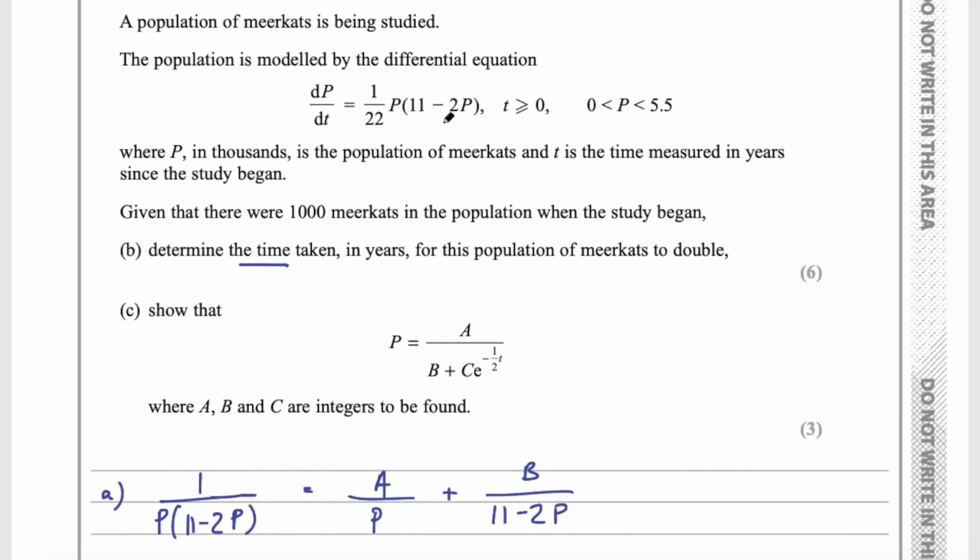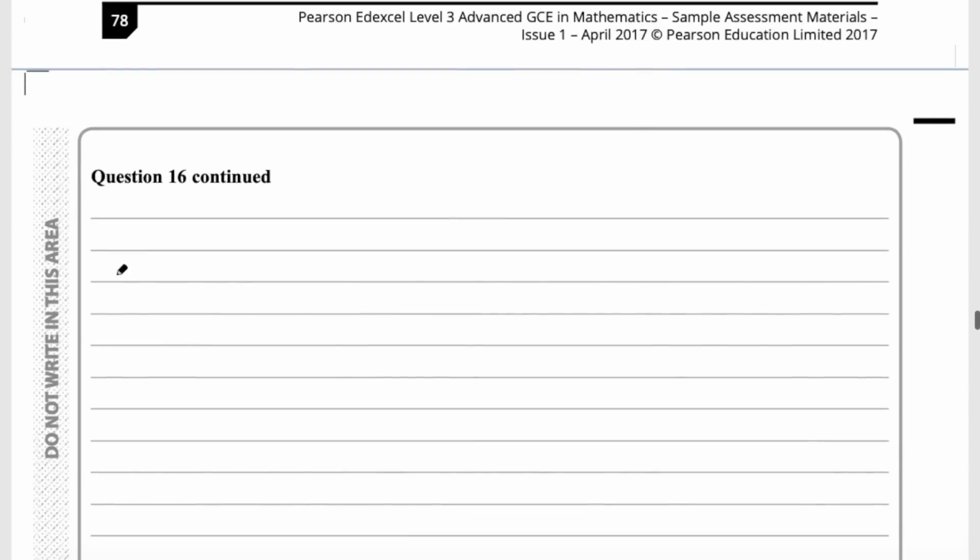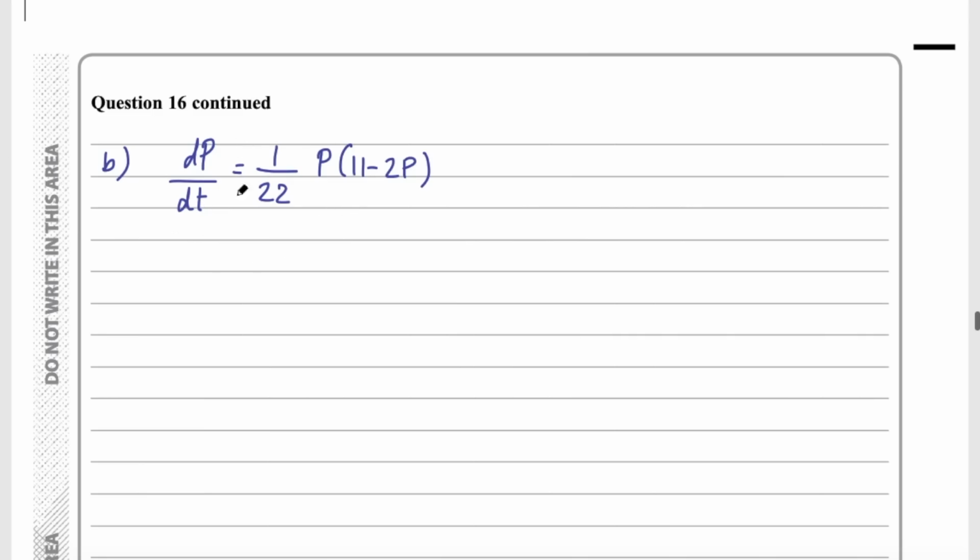So I'll start part B down here. We've got the change in population with respect to time equals 1 over 22 multiplied by p multiplied by (11 minus 2p). And as I was saying, I need to flip this around. One way to think about this is I can multiply this side by dt and divide this side by the numerator over here, but what we're really doing is just flipping the fractions around. Therefore it becomes dt on dp equals 22 on p multiplied by (11 minus 2p). So what was the numerator is now the denominator, and the numerator is now 22.